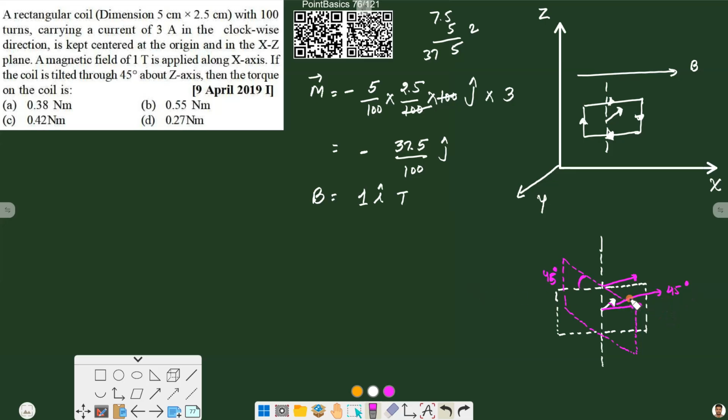Initially, and now coming to the magnetic field part also, initially the magnetic field was like this. Sorry, let's use white color. Initially our magnetic field was like this, and our initial magnetic dipole moment was like this. Suppose that was m, and this is B. Magnetic dipole was in the negative y direction, and magnetic field was in the x direction. So this angle was 90 degree.